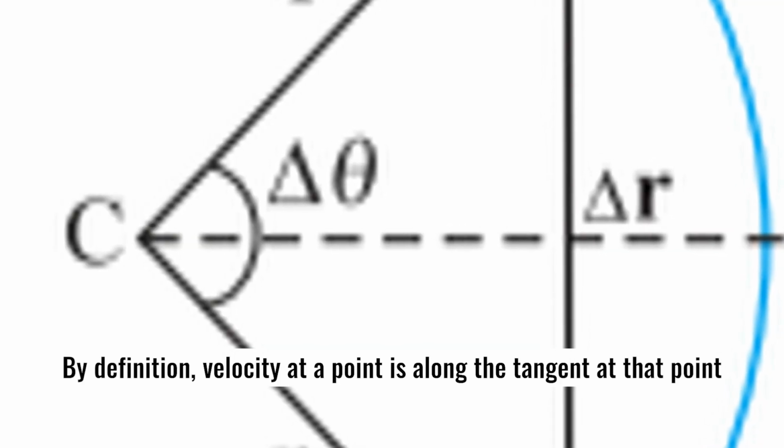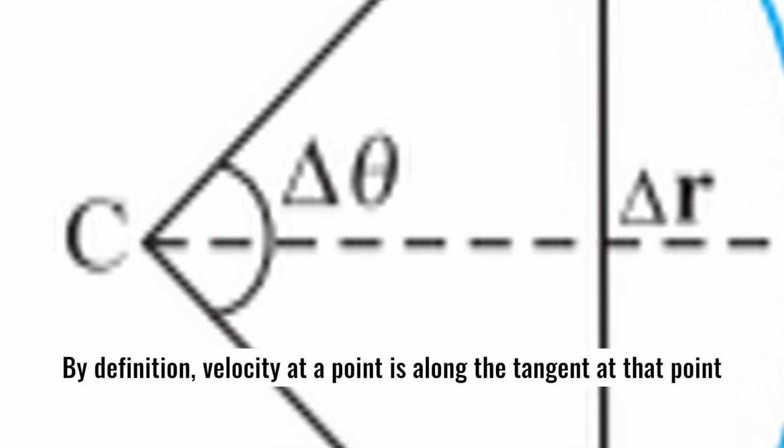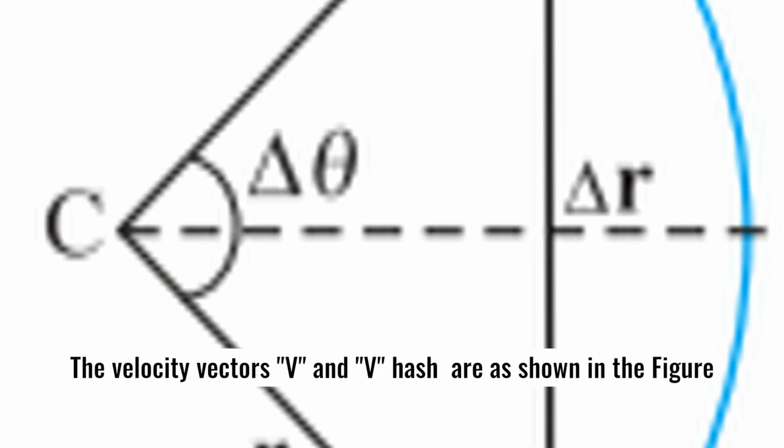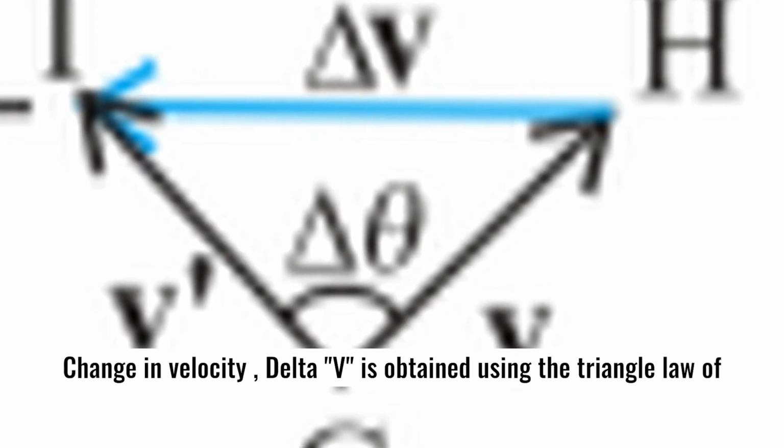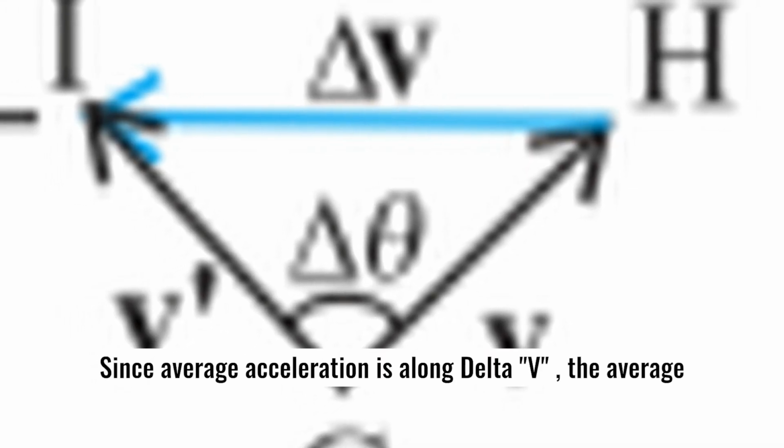By definition, velocity at a point is along the tangent at that point in the direction of motion. The velocity vectors v and v hash are as shown in the figure. Change in velocity, delta v, is obtained using the triangle law of vector addition. Since the path is circular, v is perpendicular to r, and so is v hash to r hash. Therefore, delta v is perpendicular to delta r. Since average acceleration is along delta v, the average acceleration a is perpendicular to delta r.